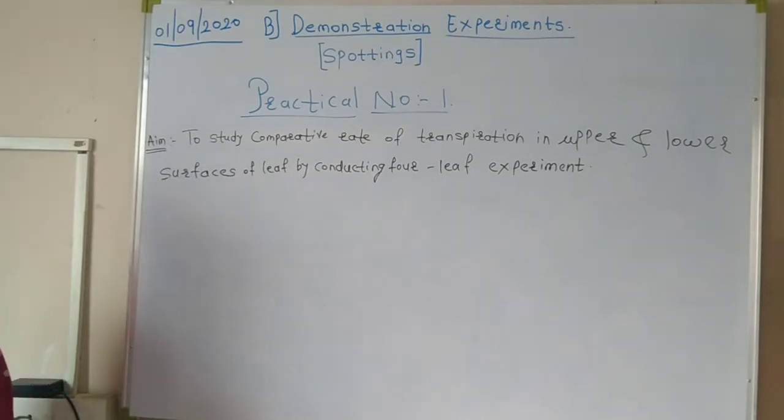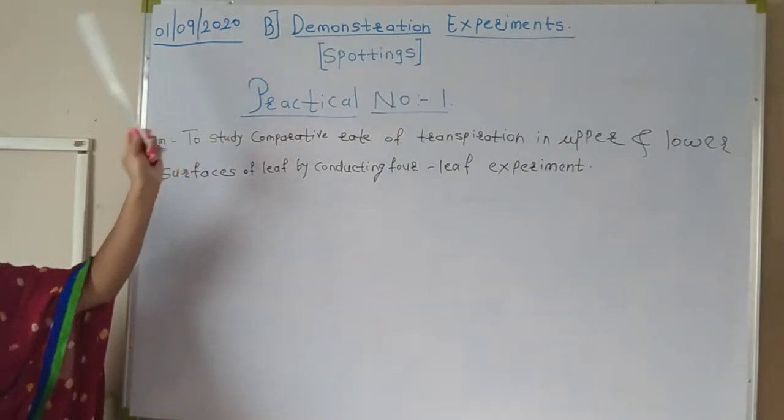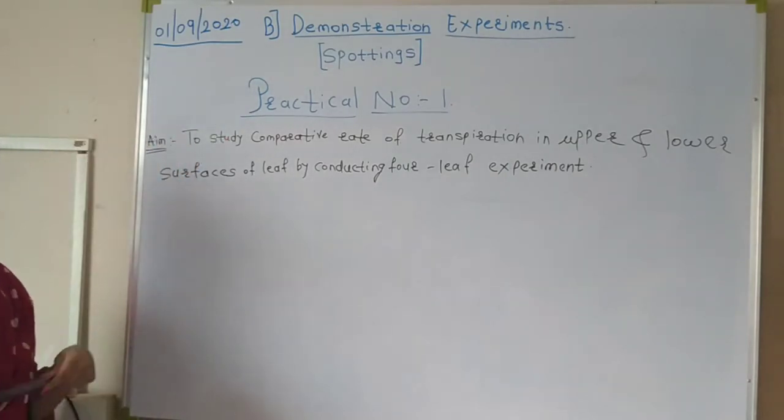So today we are going to see a practical. Before starting the practical, we will see the types of practical. First is the performing experiment and second is the demonstration experiment. Performing means you have to perform these practicals, and demonstration experiment is the spotting.